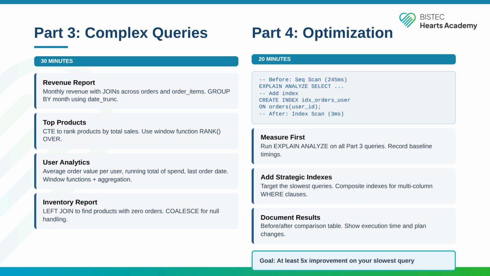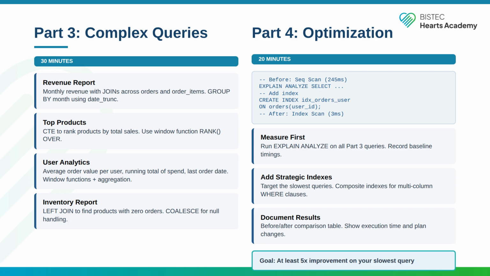User analytics is where it gets interesting. For each user, calculate their average order value, their total lifetime spend as a running total, and the date of their last order. This combines regular aggregation with window functions. Finally, an inventory report shows a left join between products and order items to find products that have never been ordered. COALESCE handles the nulls, so products with 0 orders show 0 instead of null.